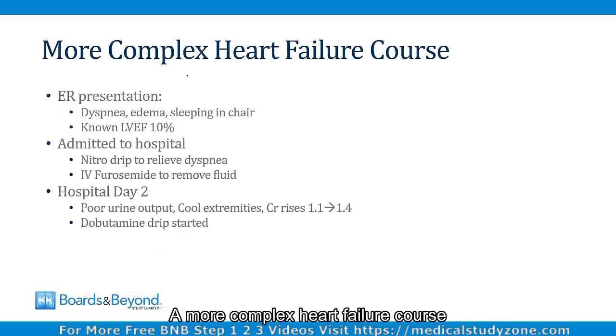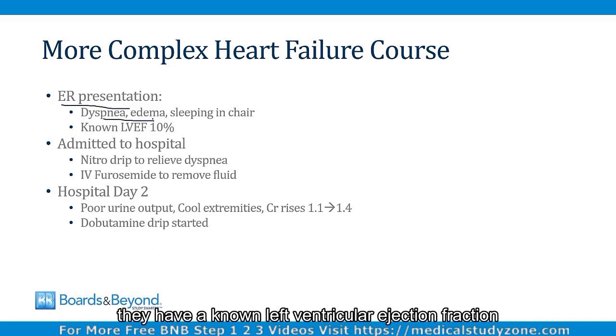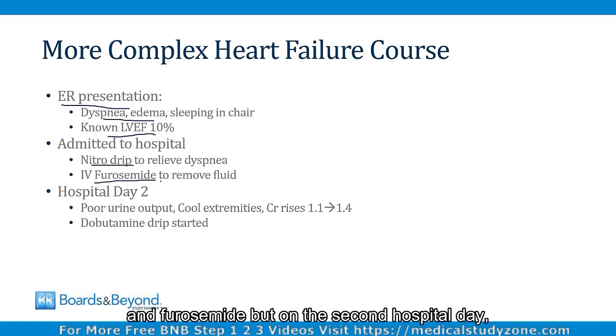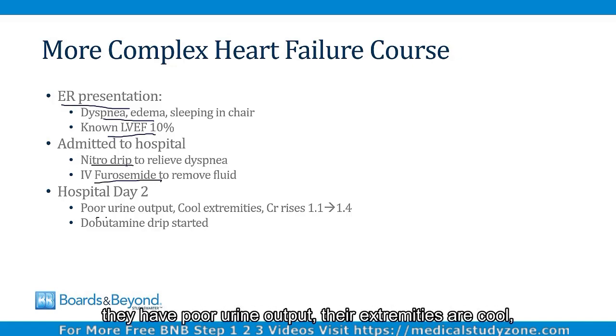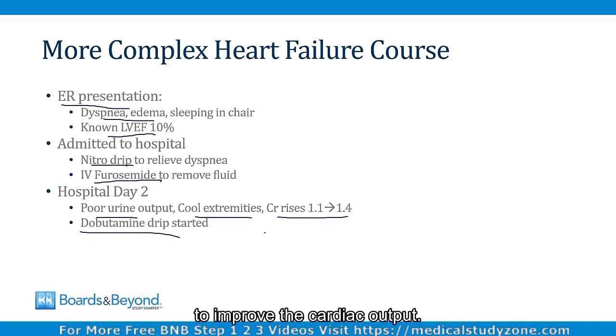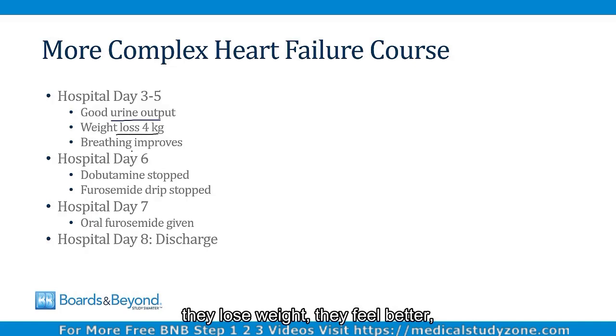A more complex heart failure course for a patient with advanced heart failure might look like this. Patient comes to the ED with symptoms of heart failure. They have a known left ventricular ejection fraction that is very low at 10%. They're admitted to the hospital and given a nitro drip and furosemide, but on the second hospital day, they have poor urine output, their extremities are cool, and their creatinine rises, indicating underperfusion of the kidneys. At this point, a dobutamine drip is started to improve the cardiac output. Over the next few days, their urine output improves, they lose weight, they feel better.